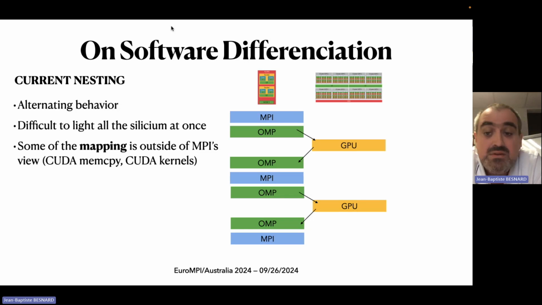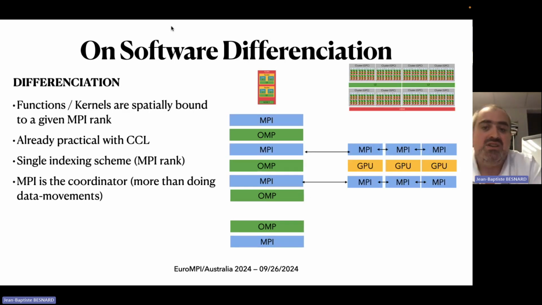So here you have the model nesting, and you need to do some transfer using CUDA or ROCm, and you need to do some other transfer using MPI. What would be ideal, and what we are imagining with this horizontalization, is that we could use MPI also on the GPU. Why? Because indexing would be simpler.